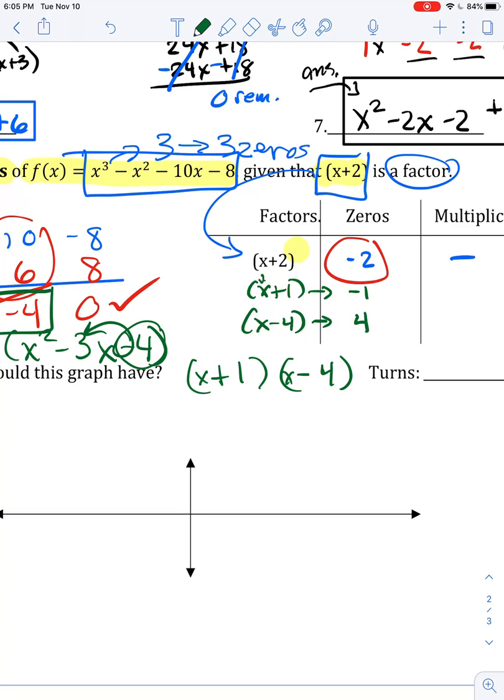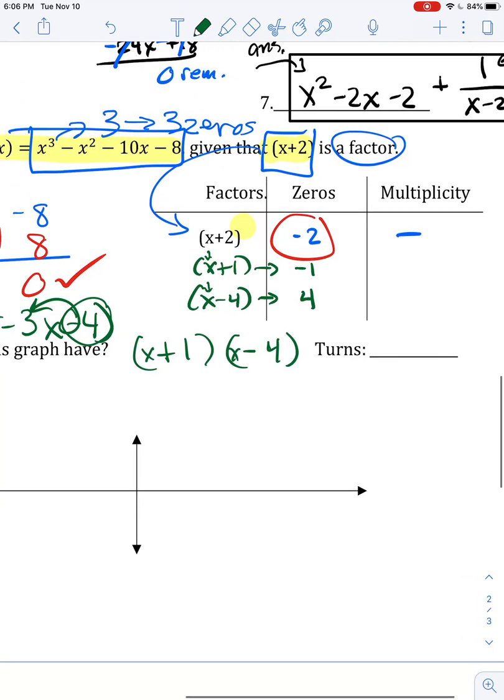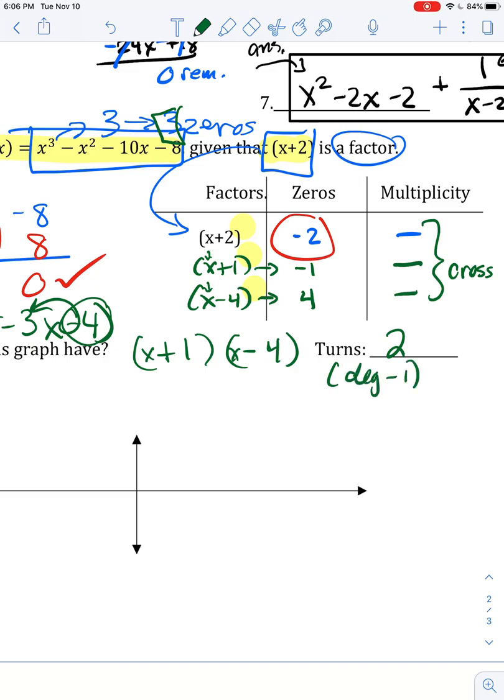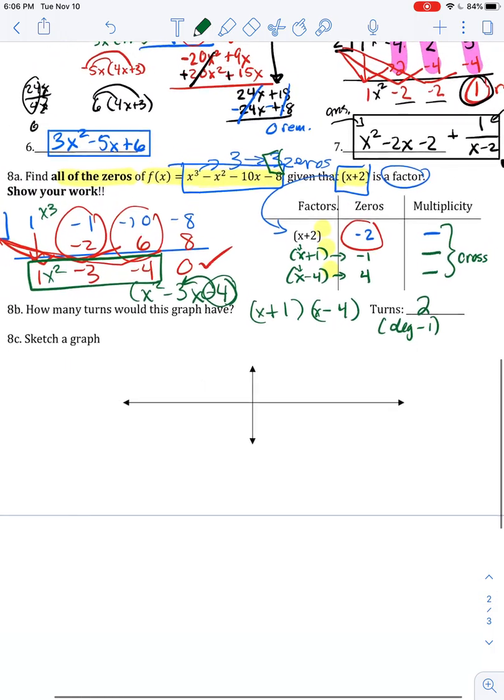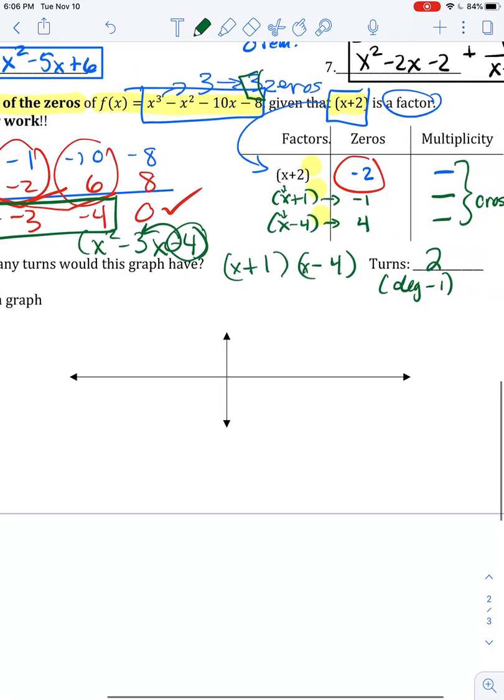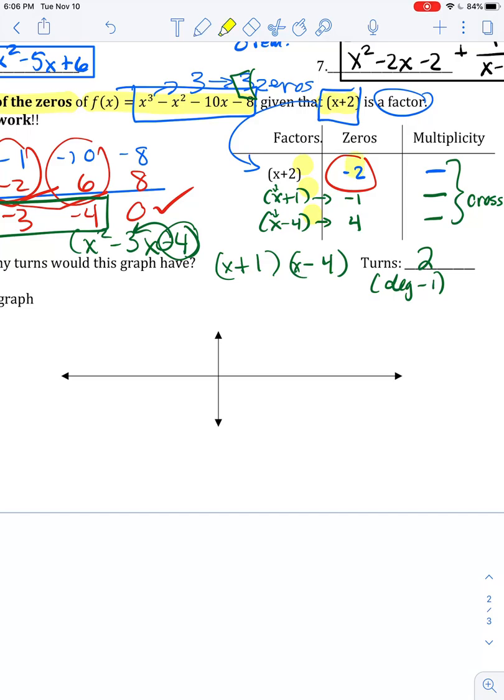Because if I put a negative 1 in here, that would make it 0. If I put a positive 4 in here, that would make it 0. Neither one of these has a power or a repeating factor, like it's not listed twice, so there's no multiplicity, which means all of these are just going to cross plain Jane at that spot. I'm expecting with a degree of 3, I'm expecting 2 turns because it's the degree minus 1. Okay, so then, of course, I'm going to sketch my graph using my key elements, which are these guys, and end behavior.